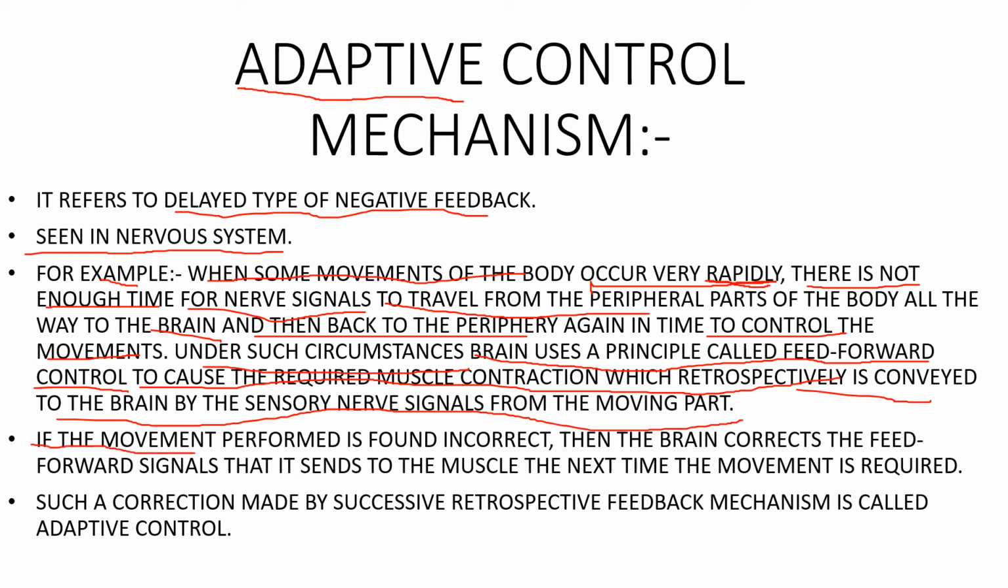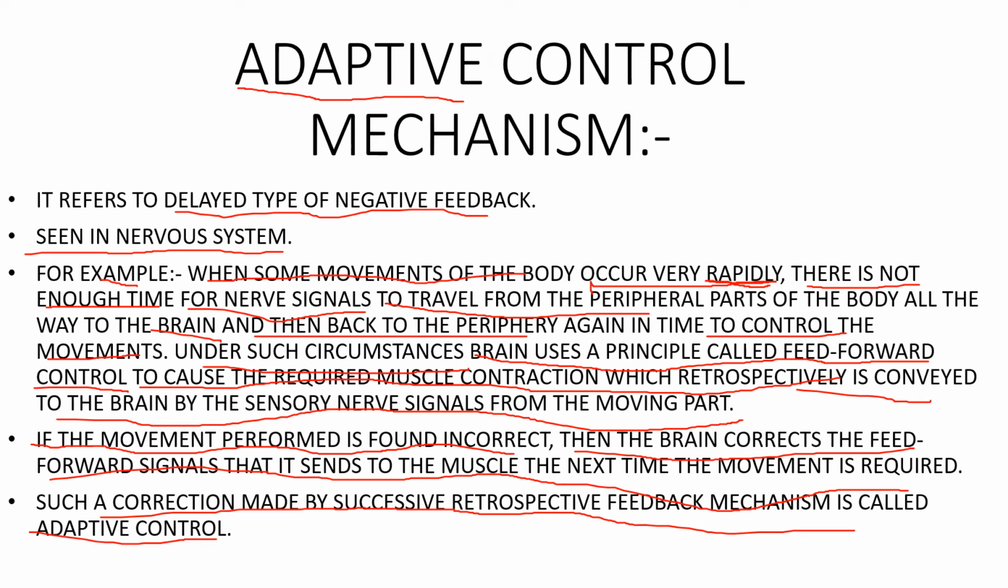If the movement performed is found incorrect, then the brain corrects the feed forward signals that are sent to the muscle the next time the movement is required. Such a correction made by successive retrospective feedback mechanism is called adaptive control.